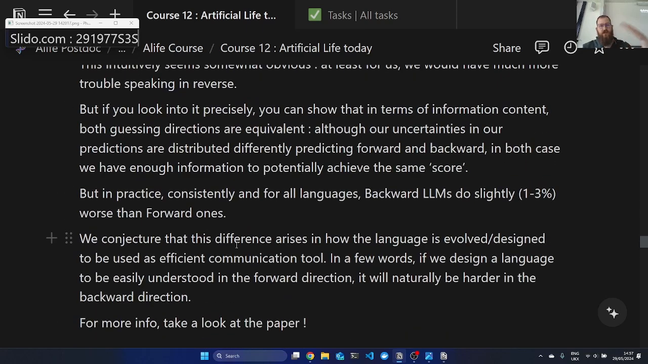So what we do is conjecture that this difference, at a more high level, not just for language, comes from the fact that while there is as much information forward and backward, the information is not delivered in the same way. The typical example that I usually give is a data set of equations: prime number 1 times prime number 2 equals the product of the prime numbers.